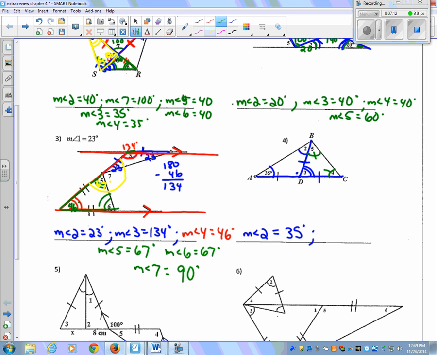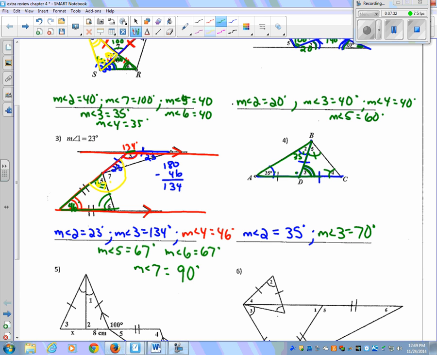Therefore, there's a couple of ways we can do this. This is 35. Angle 3 is an exterior angle of this triangle. So by the exterior angle theorem, remember the exterior angle is the sum of the two remote interior angles. So the measure of angle 3 has to be 70 degrees.